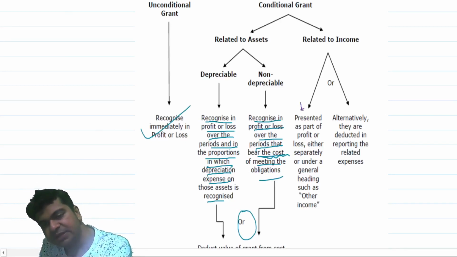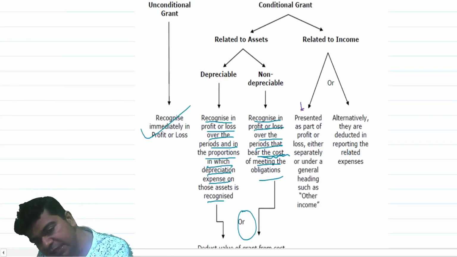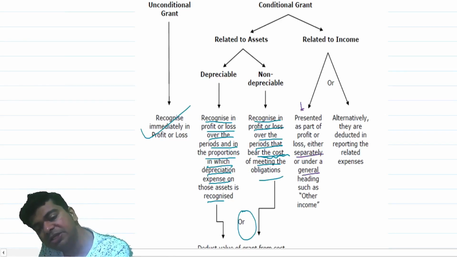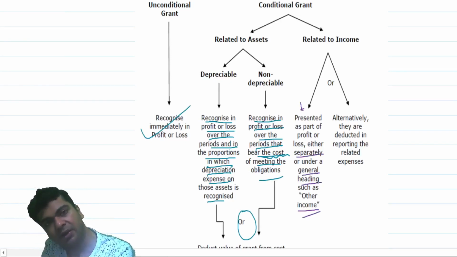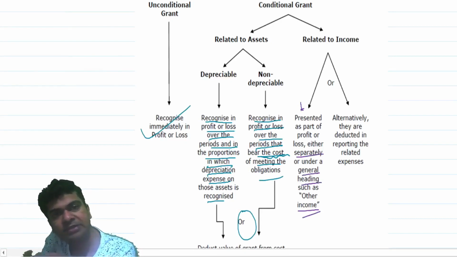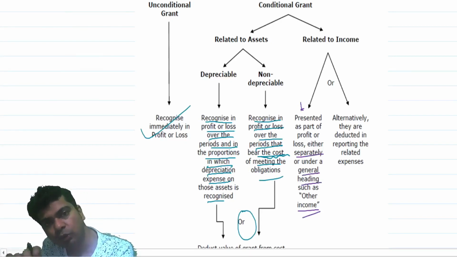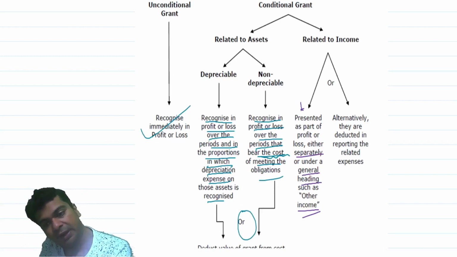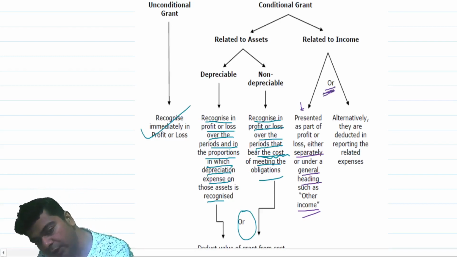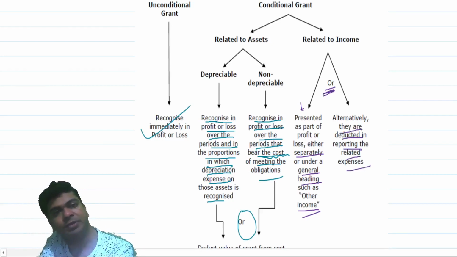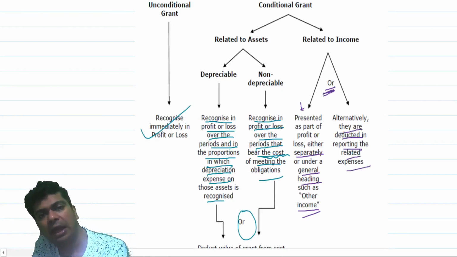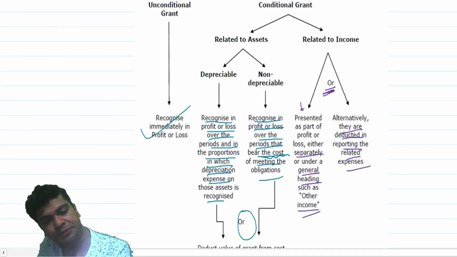Yes, they are saying presented as a part of profit or loss, either separately or under a general heading such as other income. Either show it separately, you can say government grant received, or make it a part of other income. Or, they've used the word or here, alternatively, they are deducted in reporting the related expense. Simple. Related expense, I will show it on a net basis.